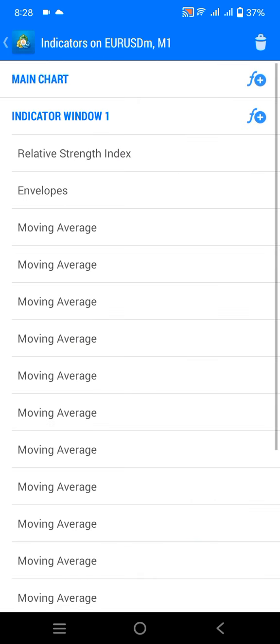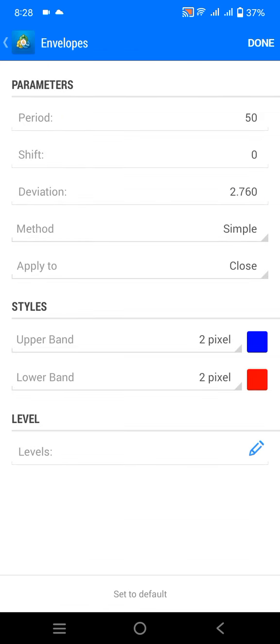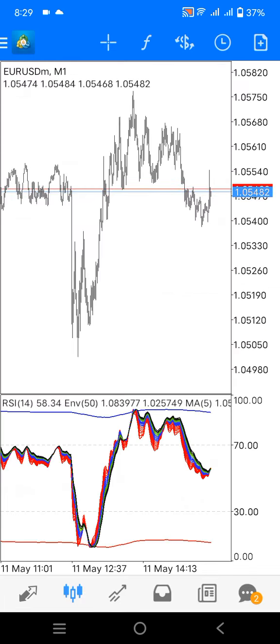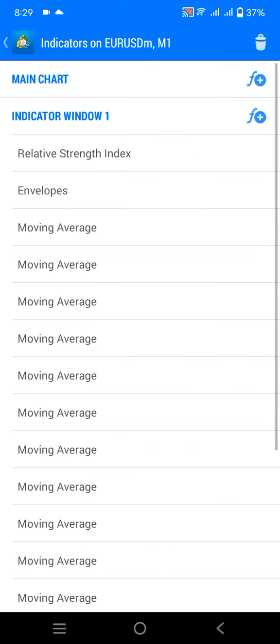Okay, guys, take a screenshot, watch the video, try to understand. After, follow the screenshot and make the settings. Period will be 50 of Envelopes, shift will be 0 and deviation will be 2.760. Method will be simple. Apply to close. Upper band and lower band with 2 pixels. Choose any color you like. Simply click on done and look here. The strategy settings just appeared in my indicator window 1.